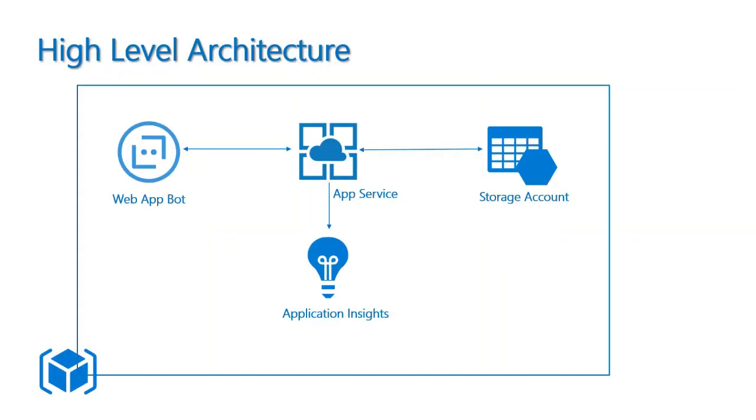If you look at the high level architecture of the entire bot, we will be having one web app bot like this. It should interact with Azure App Services, and finally it should have a storage account. And since we had selected the option of application insights, the app services interact with the application insights and gain some insights about the entire bot application. And all these resources are within the resource group which we had selected initially. So this is the entire high level architecture.